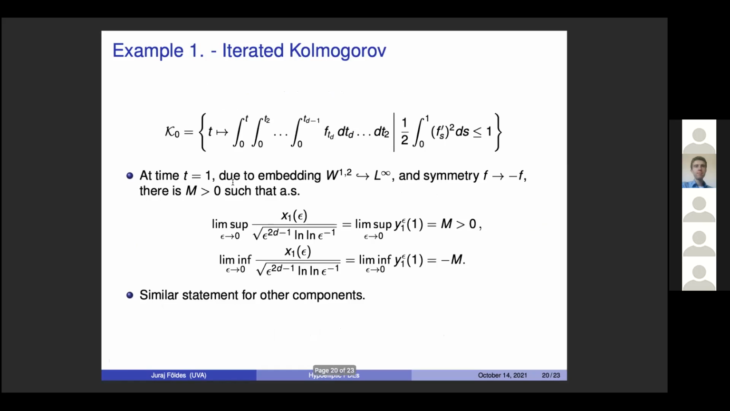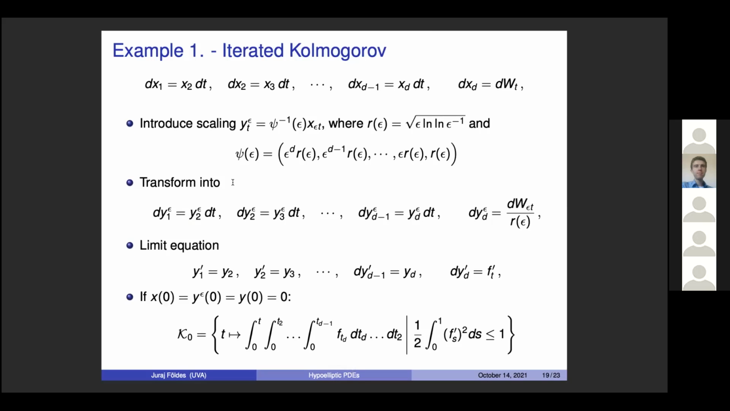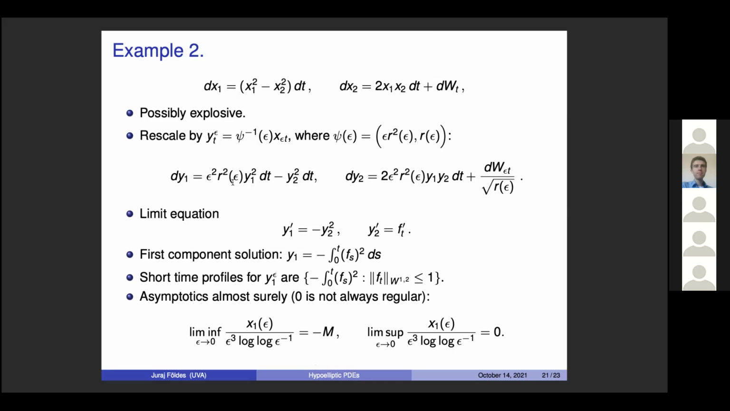Okay. So let me just show you how to apply the whole mumbo jumbo. So I have 2 examples. This is easier, I think this is better. So imagine that I have this equation. And so d of x1 is x1 squared minus x2 squared dt. d of x2 is 2 times x2 dt plus the noise.